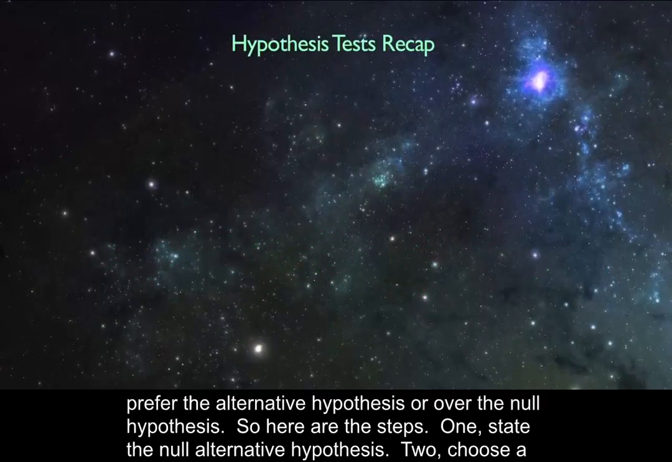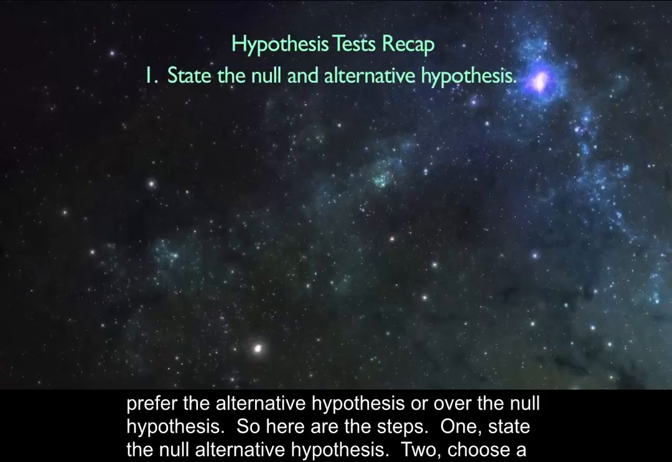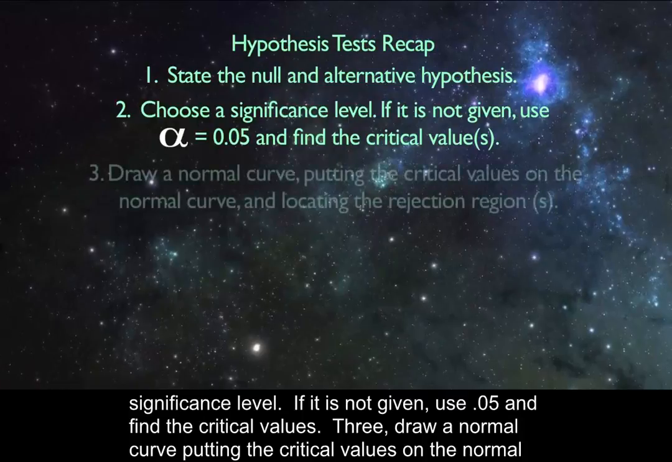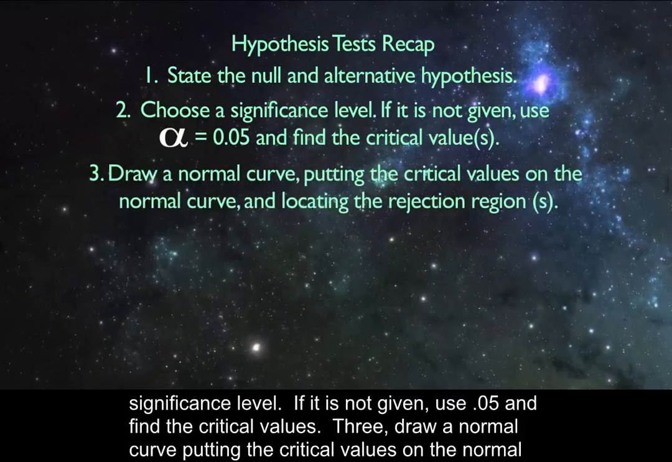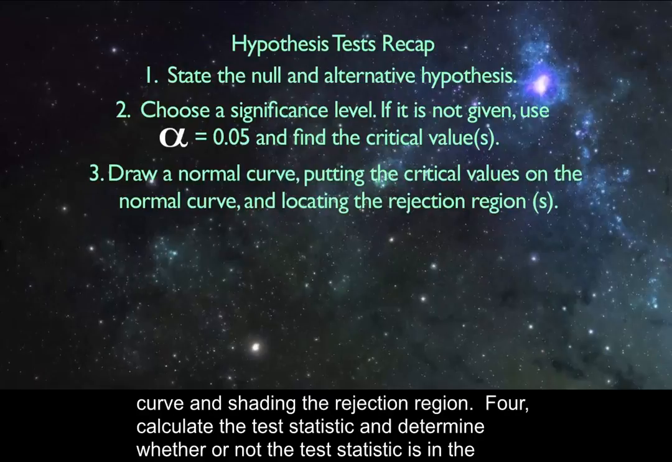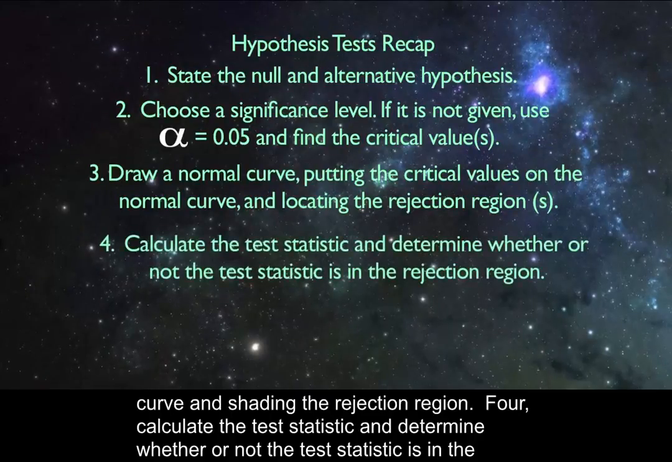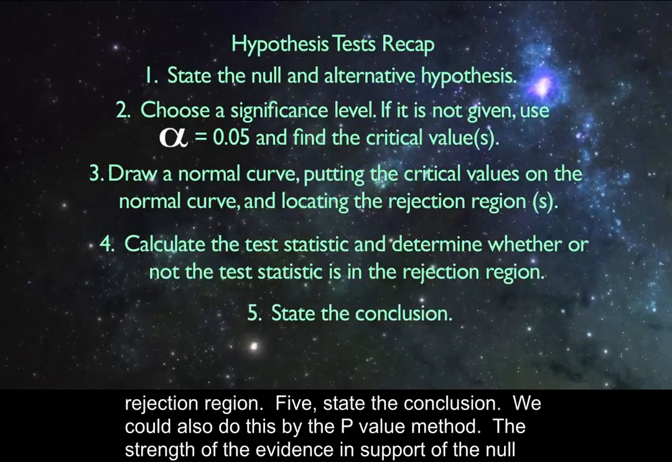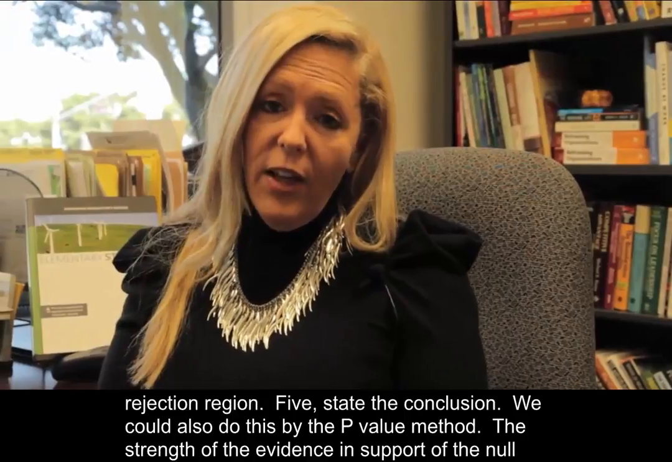So here are the steps. 1, state the null and alternative hypothesis. 2, choose a significance level. If it is not given, use 0.05 and find the critical values. 3, draw a normal curve, putting the critical values on the normal curve and shading the rejection region. 4, calculate the test statistic and determine whether or not the test statistic is in the rejection region. 5, state the conclusion.